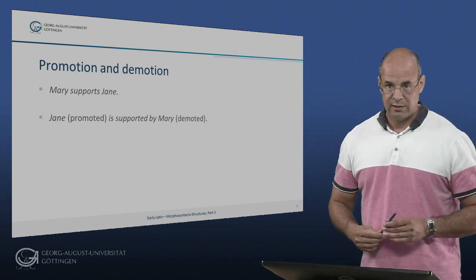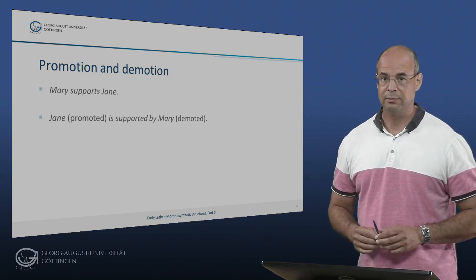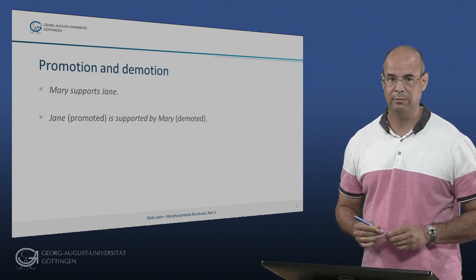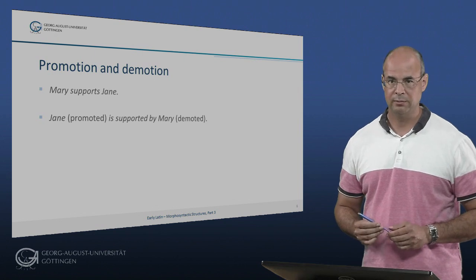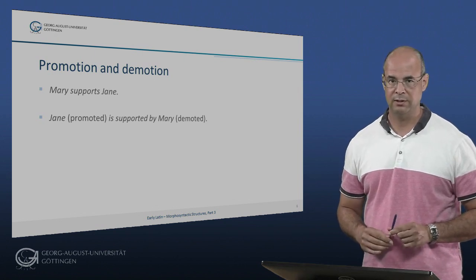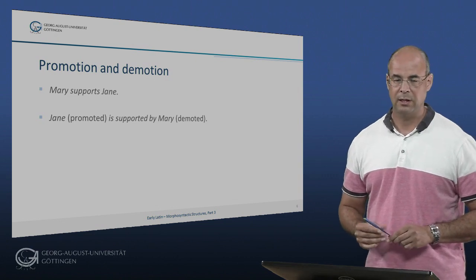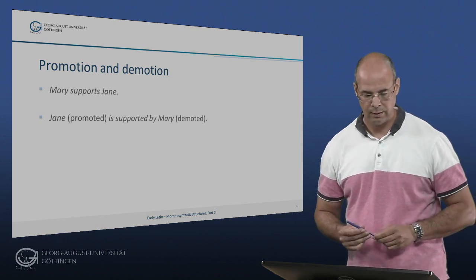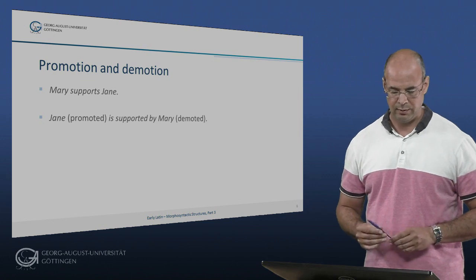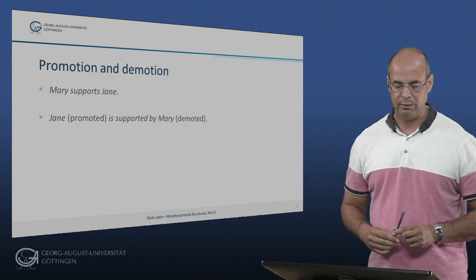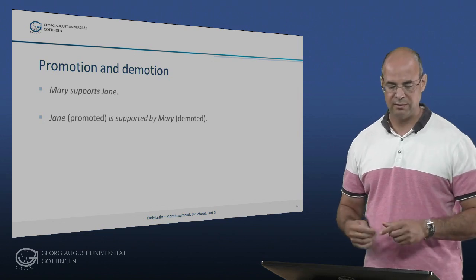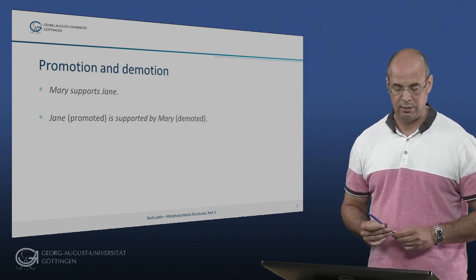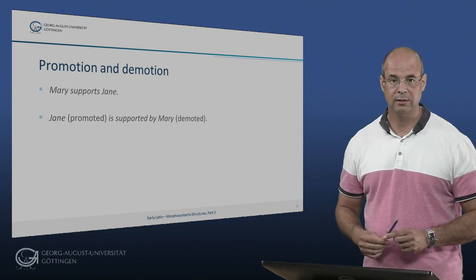Latin, like English, can passivize verbs, as we've just seen, and in a prototypical passive, 2 things are happening. The original patient object is promoted and becomes a patient subject, and the original agent subject is demoted and either left out entirely or rendered as a prepositional phrase. Let's look at 2 examples. You can say Mary supports Jane, and if you passivize it, it turns into Jane is supported by Mary. And that's pretty much like that in Latin too.